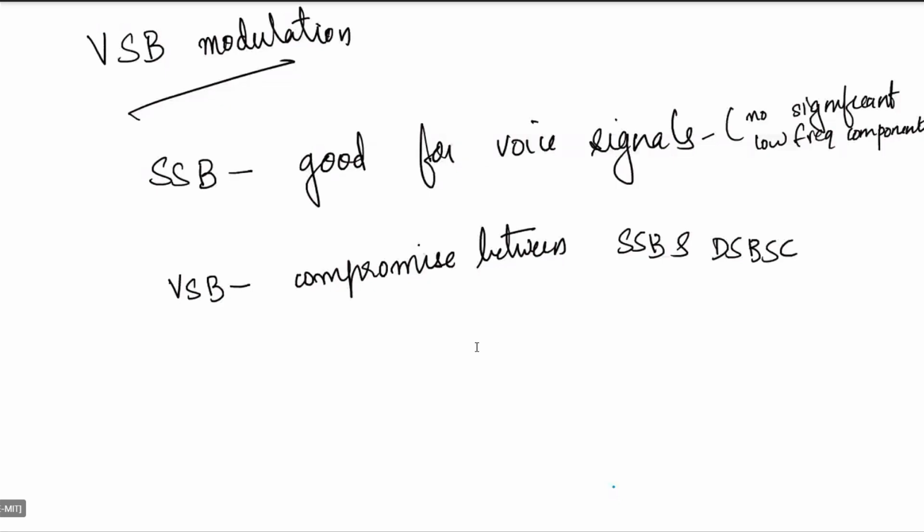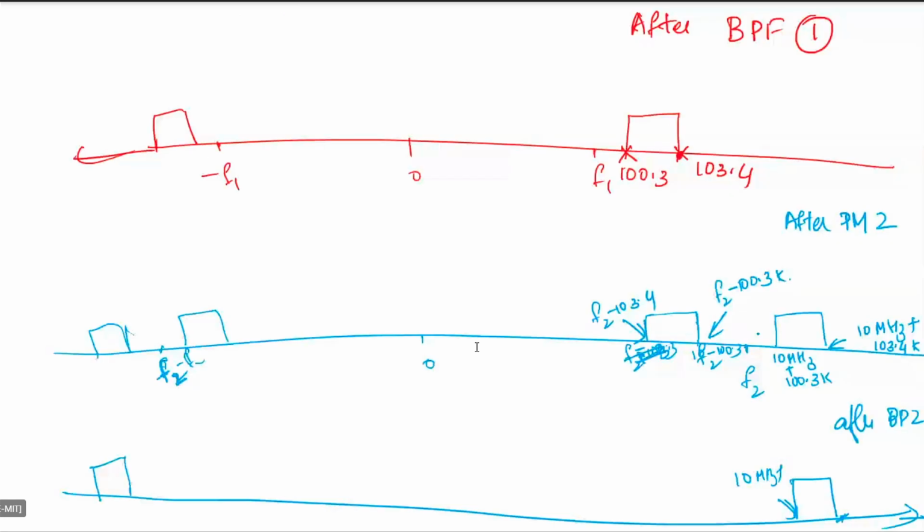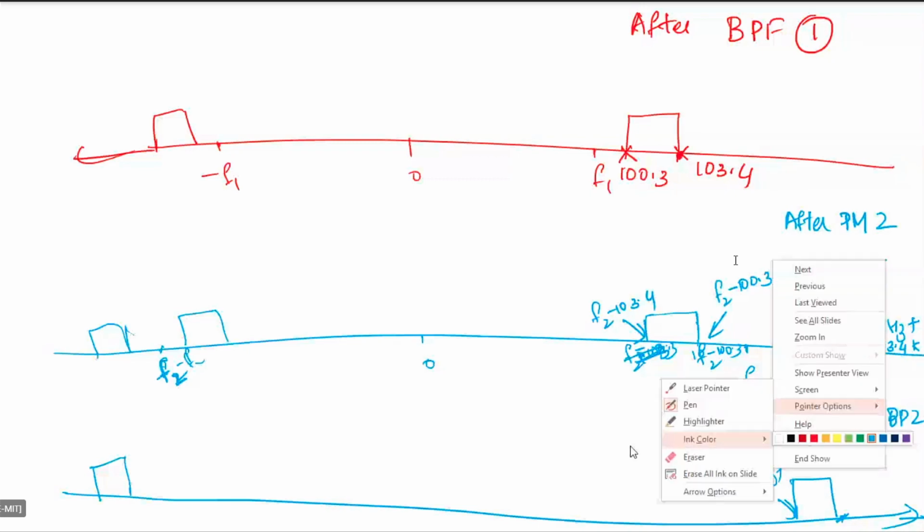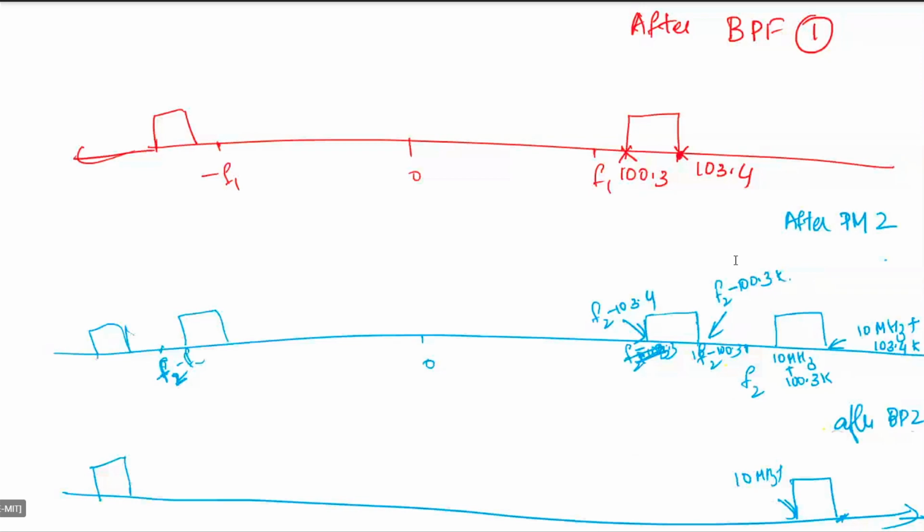Excuse me, ma'am. Ma'am, can you explain the guard band calculation once? See, the guard band means, see, this is my response after the product modulator 2. I have to filter out this, I need to apply a bandpass filter. That is for sure. So the bandpass filter cannot be an ideal filter, right? However I try, I will not get a perfect filter like this. So my actual filter will be somewhat like this. So it will have a transition band. This part will be there.